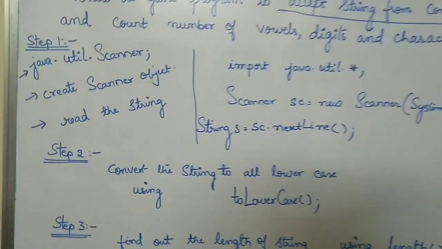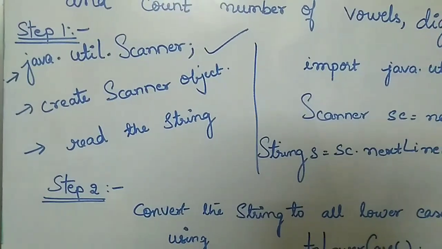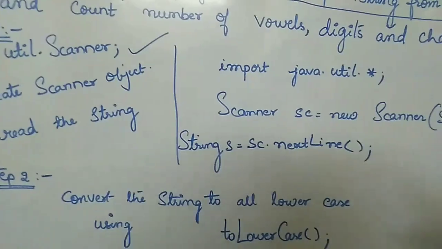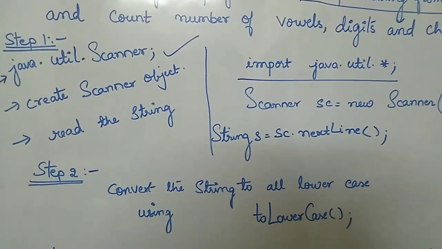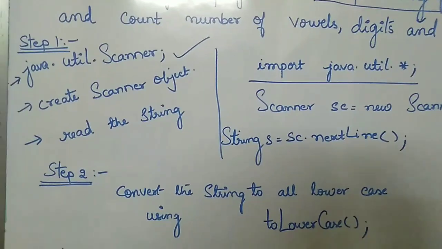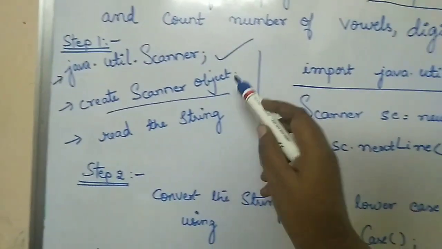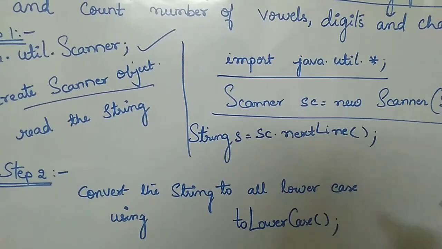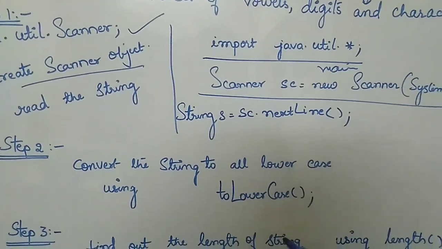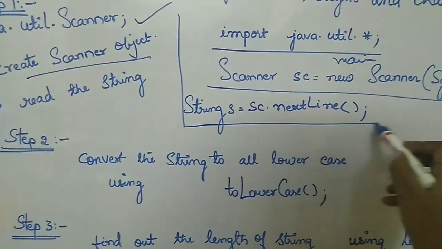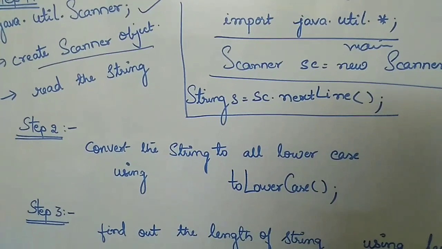To read the input, the first step is you need a Scanner class. The Scanner class is there in the util package, so you need to import that package into your program. You'll be saying import java.util.* or java.util.Scanner, and then you'll be creating a Scanner object. I created a Scanner object inside the main method. So you will be doing this inside the main, and then we are reading the string from the console by using this statement.